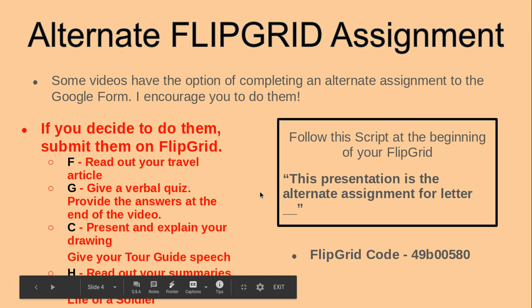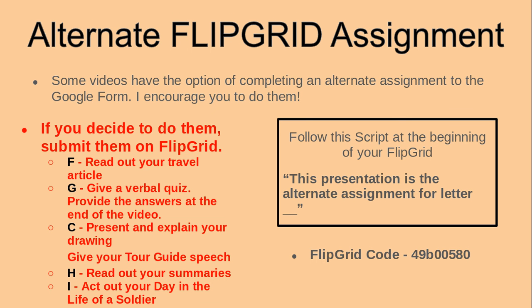So if you decide to do the Roman soldier, it says act out your day as a life of a soldier. Okay, that means that you have written that essay from the perspective of a Roman soldier. You are going to go on Flipgrid, and you are essentially going to read that essay. If you have any props or you want to wear a costume, I encourage that. But you're talking from the perspective of a Roman soldier.